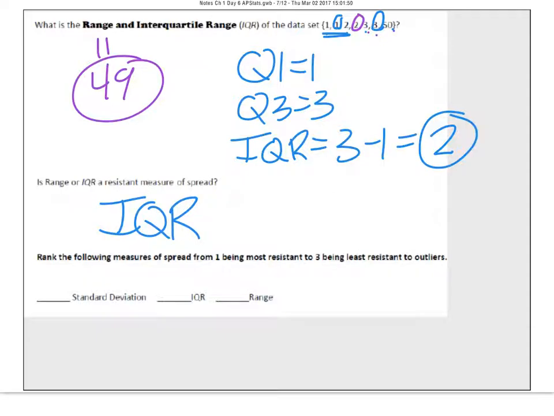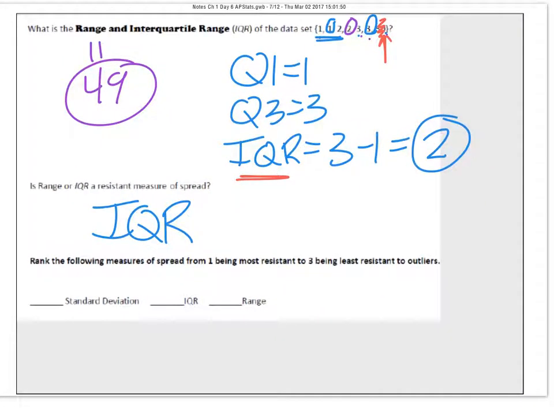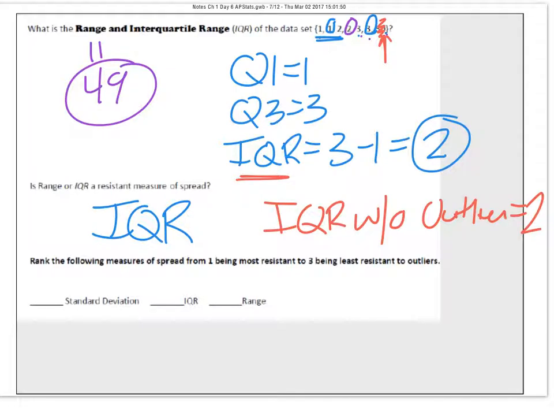Another way you could do this is to actually recalculate the IQR without the outlier in there. If you removed 50 and did the IQR on this, the actual IQR comes out to be the exact same IQR as before. So IQR without the outlier equals 2. Versus if you were to remove the outlier and recompute the range, it goes from 3 minus 1 and becomes 2 itself. So the range completely changed. Therefore, the range is non-resistant to the outliers, versus the IQR, which is resistant to the outliers.